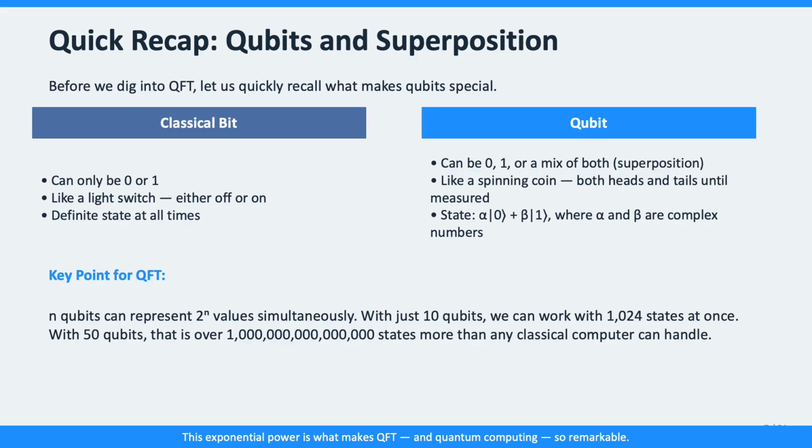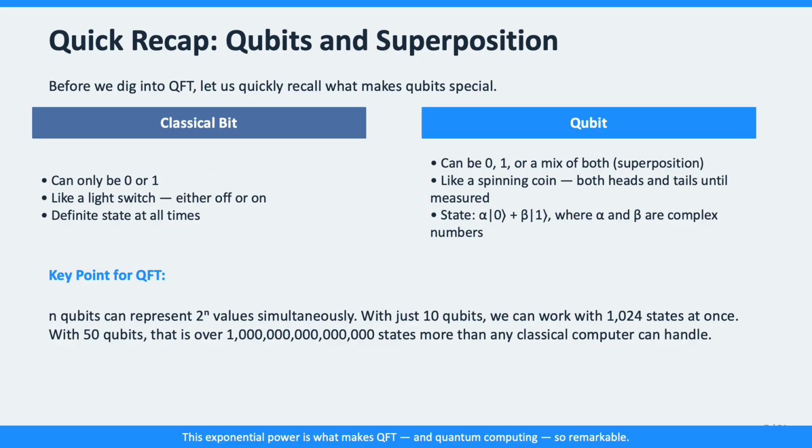To understand the QFT, we need to be clear on what a qubit is. A classical bit is like a light switch. It is either on or off, 0 or 1, as we discussed at length earlier. A qubit is more like a spinning coin. While it is in the air, it is neither heads nor tails, but some combination of both at the same time. This is called superposition. While in superposition, the qubit has an amplitude for being 0 and an amplitude for being 1, and these amplitudes are complex numbers that carry both size and direction.